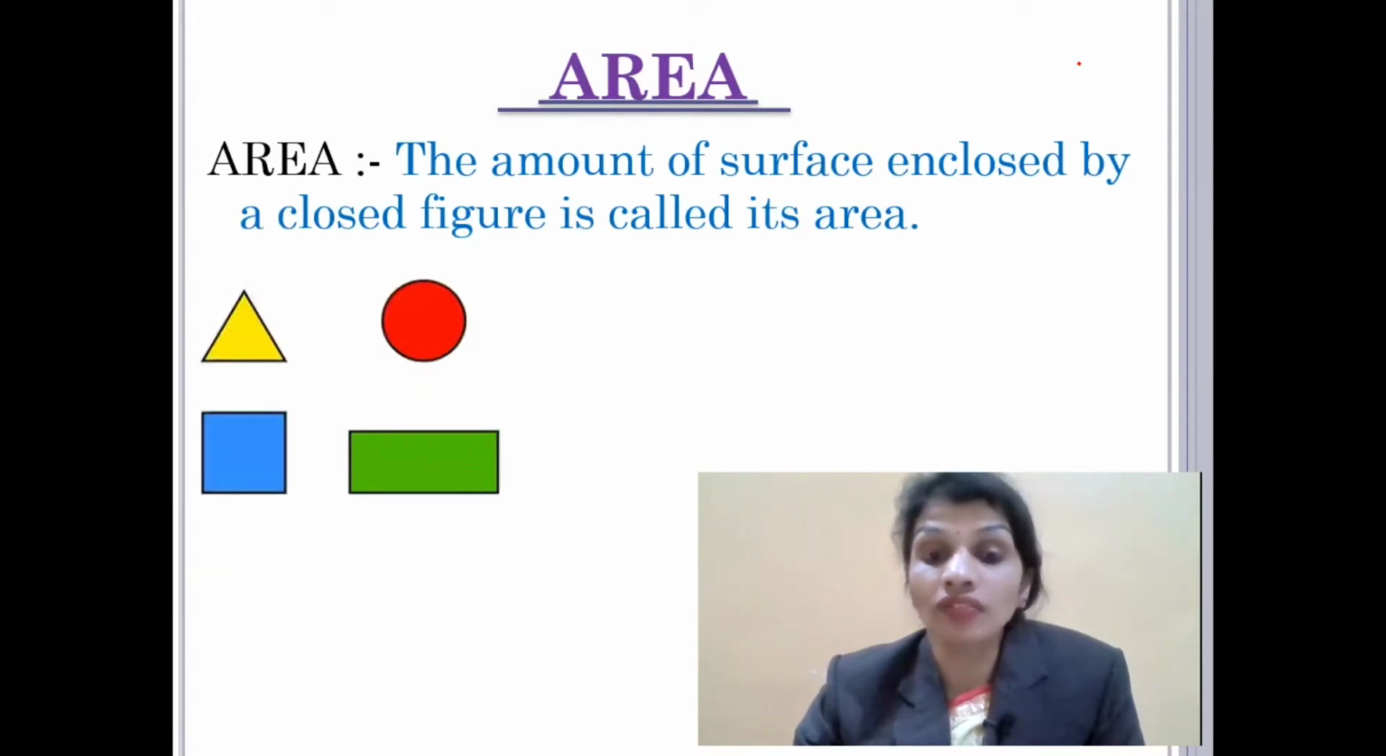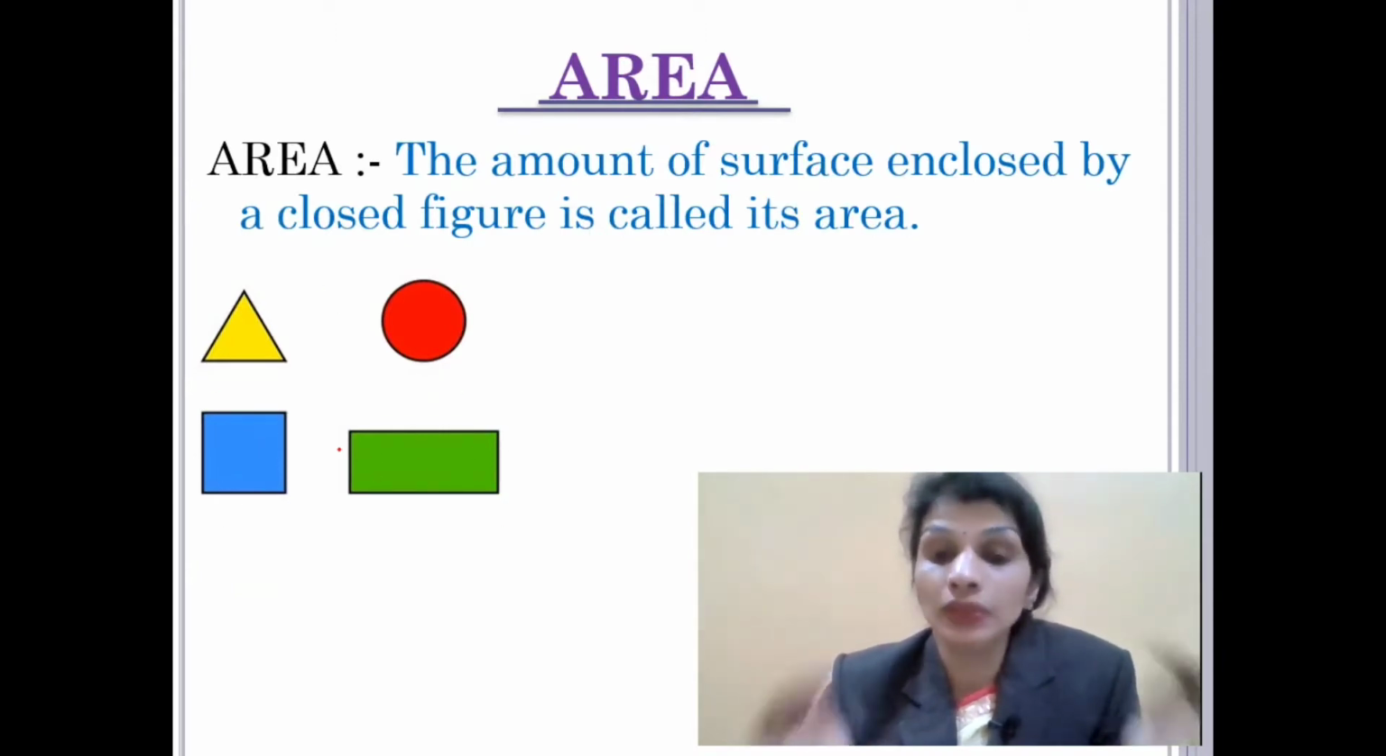Just see here, I have shown you four figures: triangle, circle, square, and rectangle. So the surface which is covered by all these figures is known as its area.